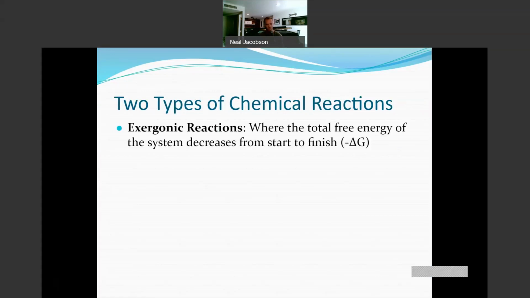Okay, so the first type of reaction is an exergonic reaction. An exergonic reaction is this idea where the total free energy of a system is going to start high and finish low.